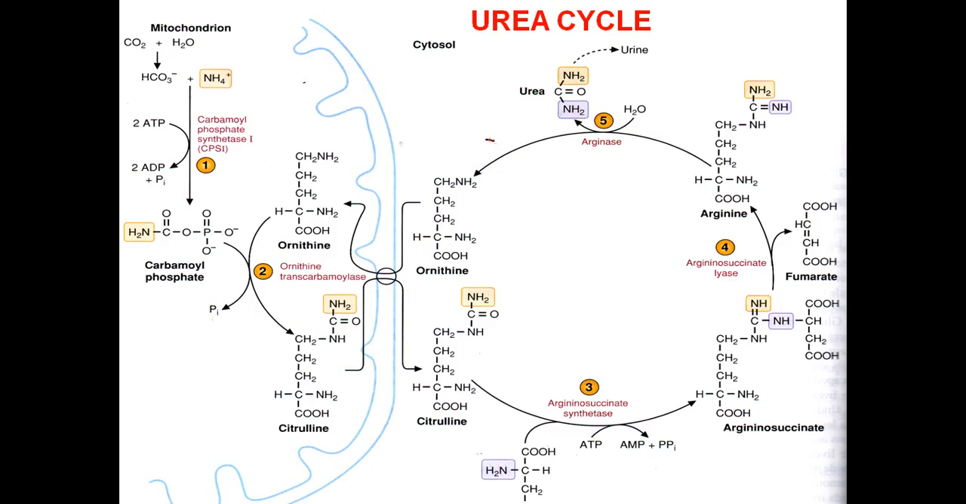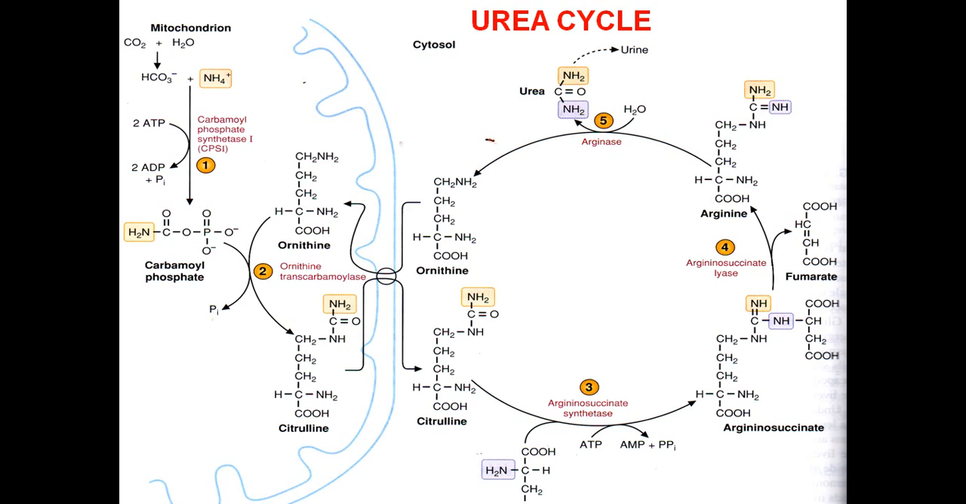Now the same thing I have shown you here, but with the chemical structures, and there is a demarcation of the mitochondrial region and the cytoplasm region. Here you can see in the mitochondria of the liver cells, carbon dioxide is converted to bicarbonate, and this bicarbonate is used for condensation with ammonia, and by the enzyme carbamoyl phosphate synthase 1 or CPS1, it gets converted to carbamoyl phosphate. Carbamoyl phosphate reacts with ornithine inside the mitochondria, by the enzyme ornithine transcarbamylase, and gets converted to citrulline.